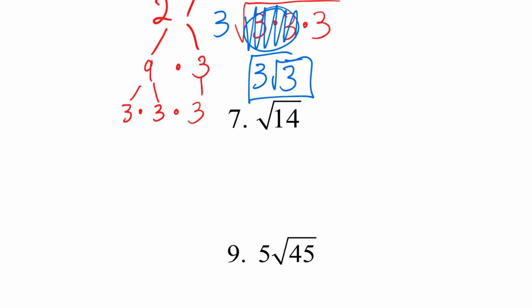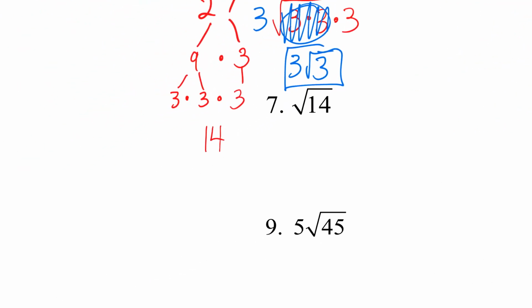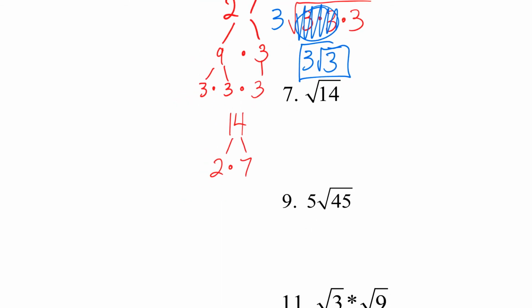Okay, next one, number 7. Let's break down 14. How does 14 break down? 2 times 7. Can I break down 2 or 7? No. Are there any pairs right there? No, there's no pairs.